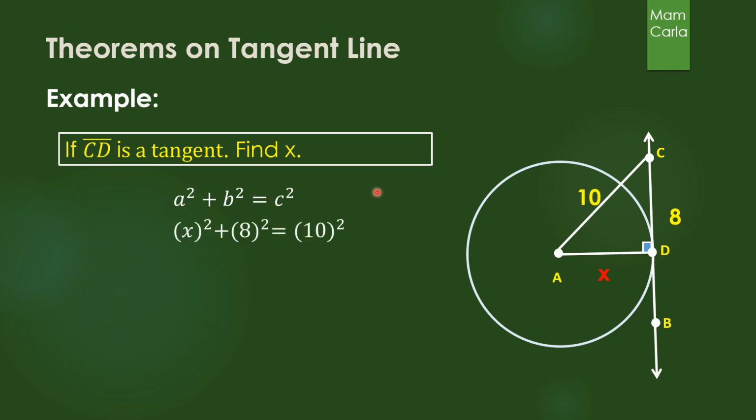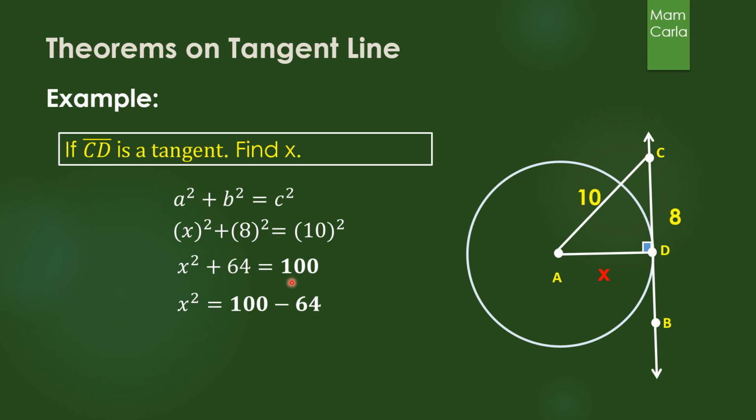So we substitute the values. Our a here is x. This one, CD, is 8. And of course, the longest side is the hypotenuse, which is 10. So, we square x, which is x squared. We square 8, which is 64. And the square of 10 is 100.